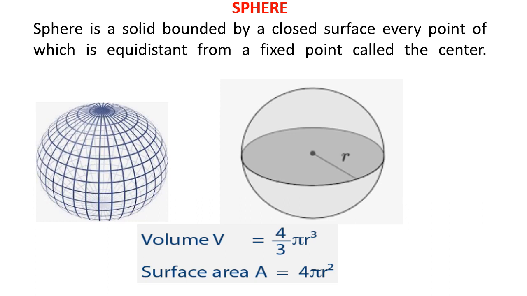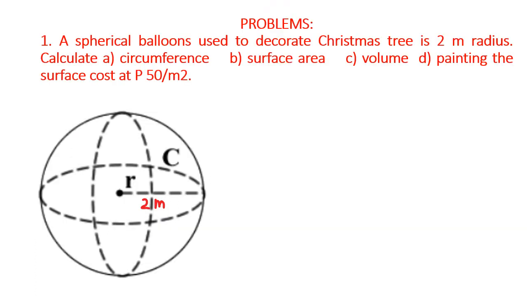There is a solid bounded by a closed curve surface, every point of which is equidistant from a fixed point called the center. So you have the volume, 4/3 pi r³, and the surface area equivalent to 4 pi r². So we'll take up problems.